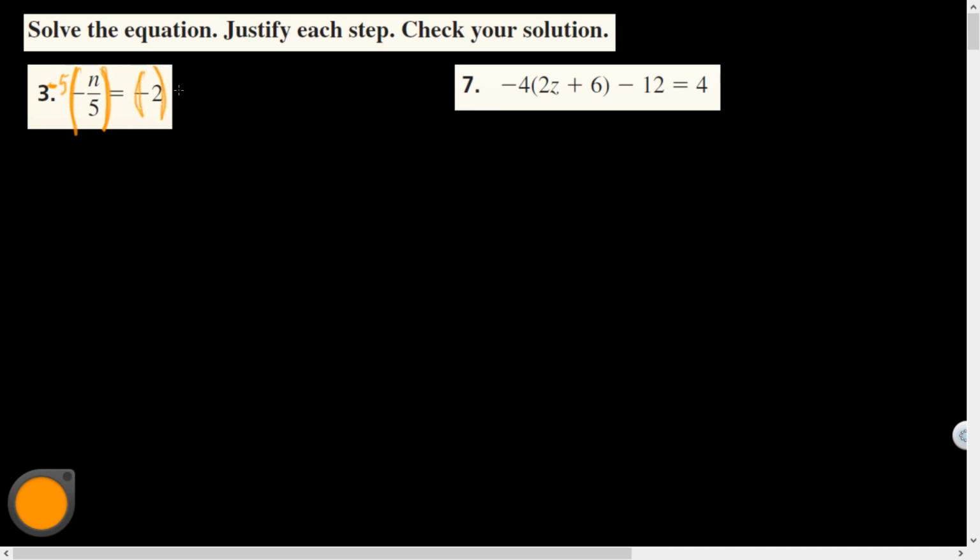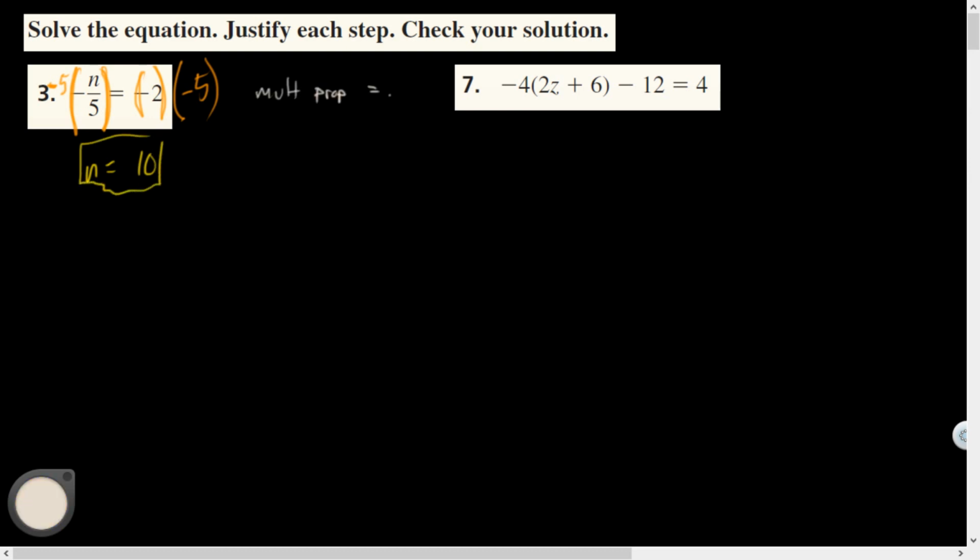So I will get the following. Oh, my mouse is tracking all over the place. That's okay. All right, so let's see. These would cancel out. I'd get n is equal to positive 10.